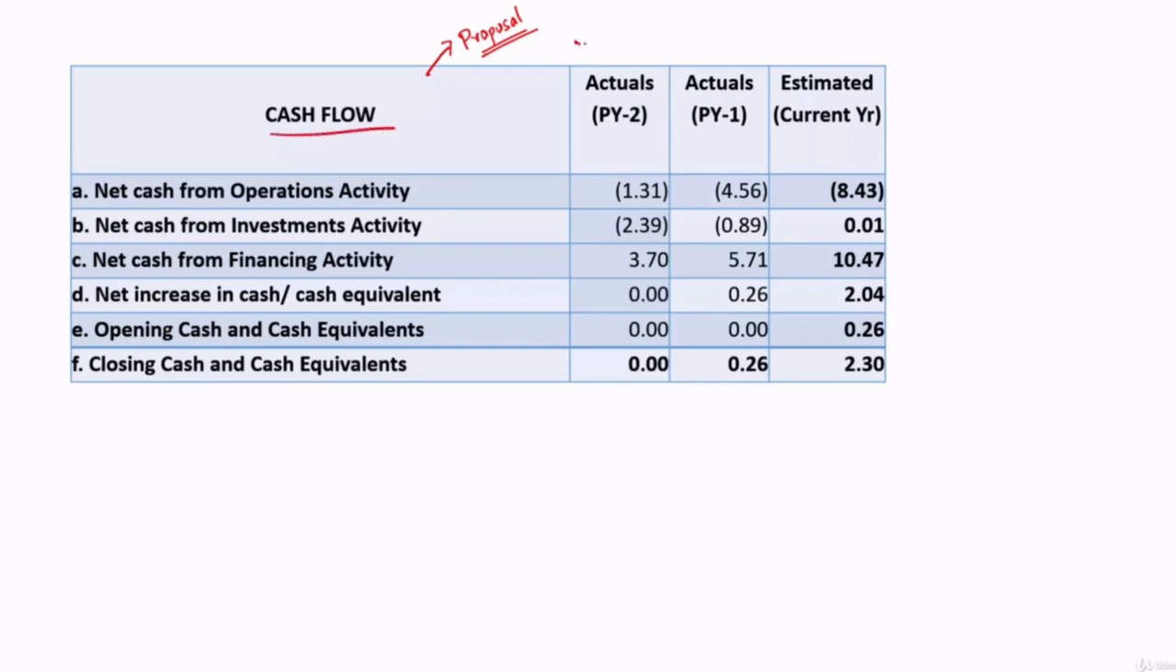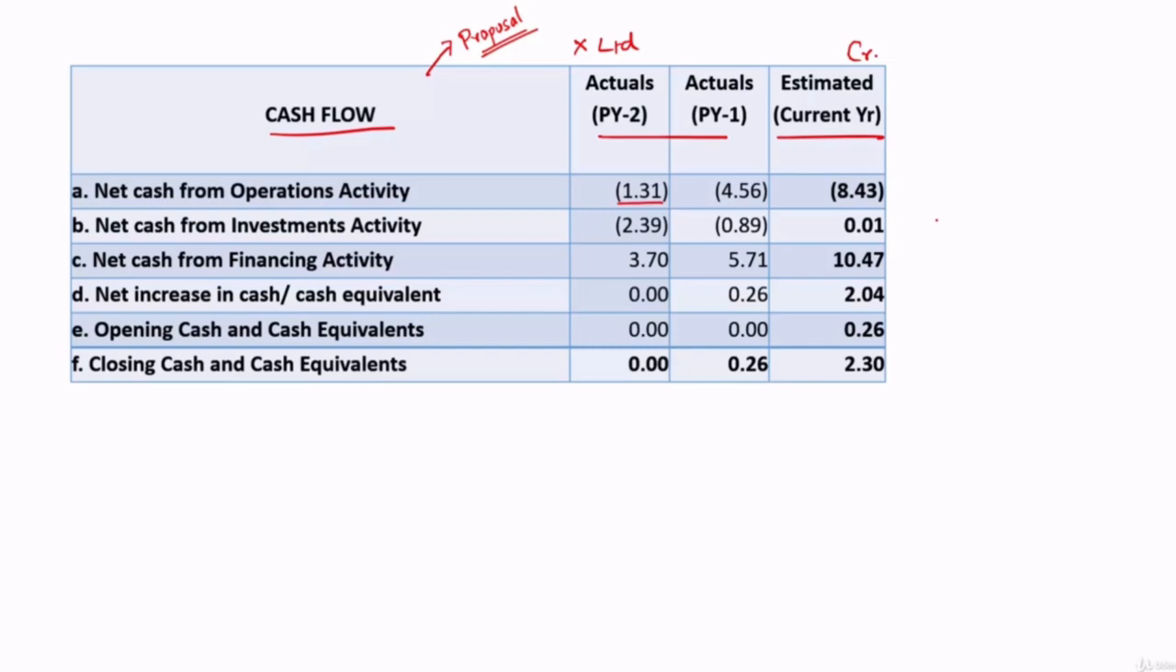We have the cash flow of, let's say, X Limited for the previous 2 years and the estimate for the current year. So what is happening in previous year 2? Let's analyze that. Net cash from operations is negative 1.31. Let's say figures are in crores. It is negative 1.31.